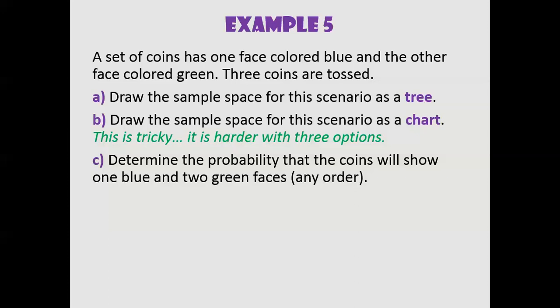Example 5. Now we have a set of coins where one face is colored blue and the other is colored green. We're going to take 3 coins and toss them. I'd like you to draw the sample space for this scenario as a tree, and then draw the sample space as a chart. This is going to be a little bit trickier because you have 3 coins here, so you'll have to be creative about how you create your chart. It's not as straightforward as when there are only 2. Then, using those, determine the probability that the coins will show 1 blue and 2 green faces in any order. Go ahead and stop the video and then continue once you've completed that task.